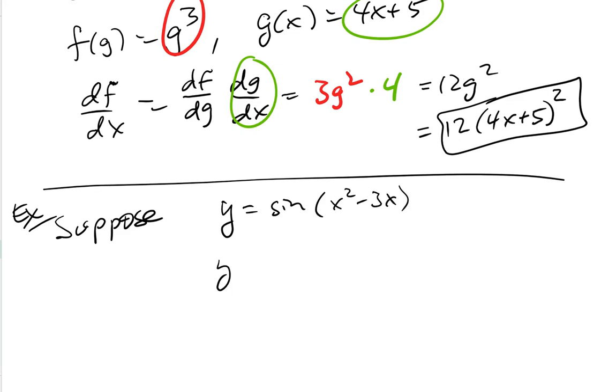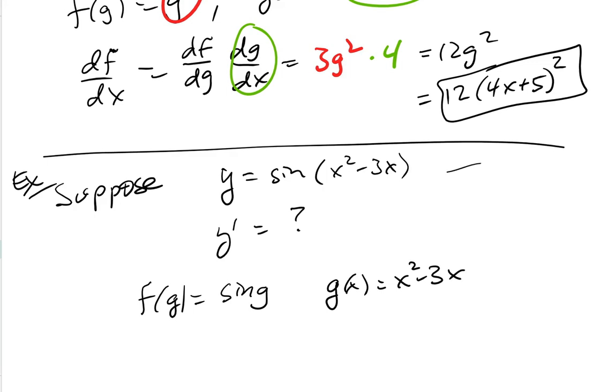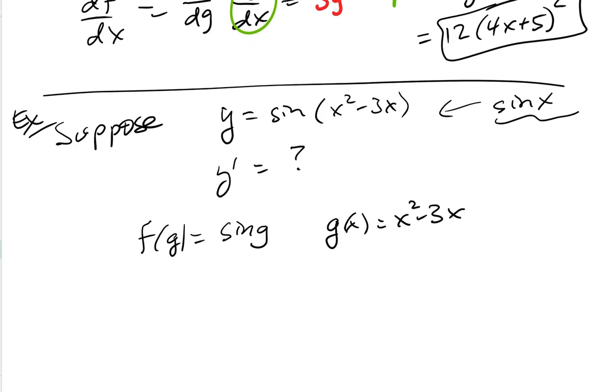So I want to find y prime. What's y prime? Well, the outer function f would be f of g is sine of g, and then the inner function g of x would be x squared minus 3x. Because normally what you would have is just sine, good old sine x. So the main function is this, the f one.